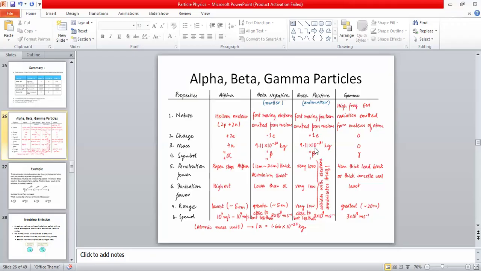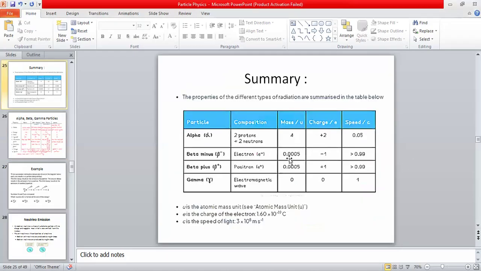Likewise, the charge on positron is this. There is no charge on gamma, and there is no mass of gamma. You need to memorize these values of mass. See, what are the values of mass? For alpha, it is 4u. What is the meaning of 4u? We just studied it. U stands for unified atomic mass. So what does 4u mean?